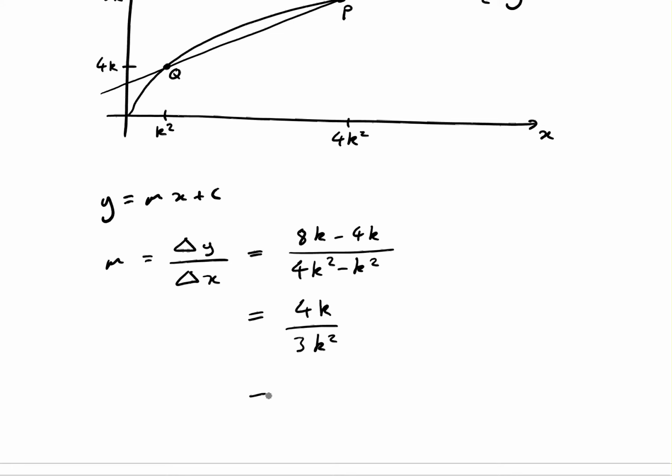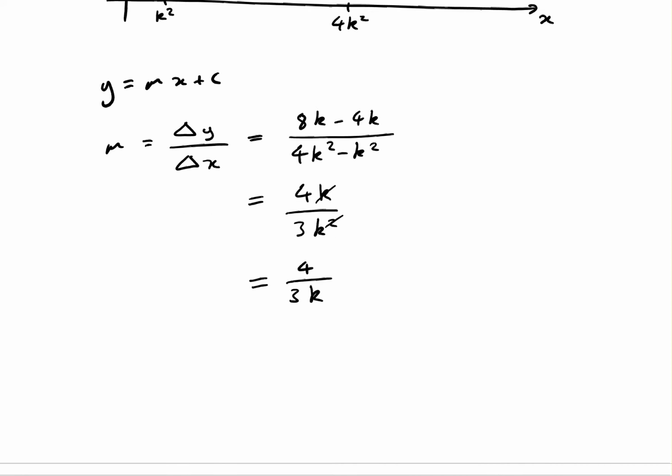I can do a little bit of simplification. The numbers remain the same, 4 and 3, but you've got a k on the top and a k squared on the bottom. There's a little bit of cancellation, so one of those k's cancels off with one of the k's on the bottom, so you're just left with 1k on the bottom. And that is your gradient, 4 over 3k, that's your m.